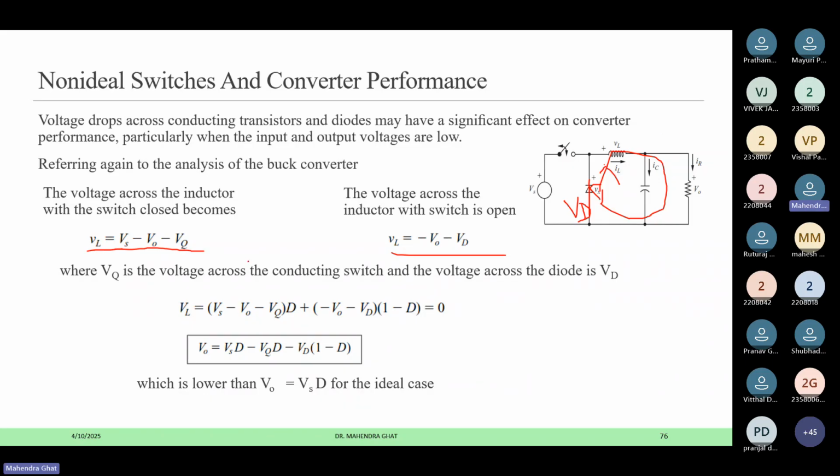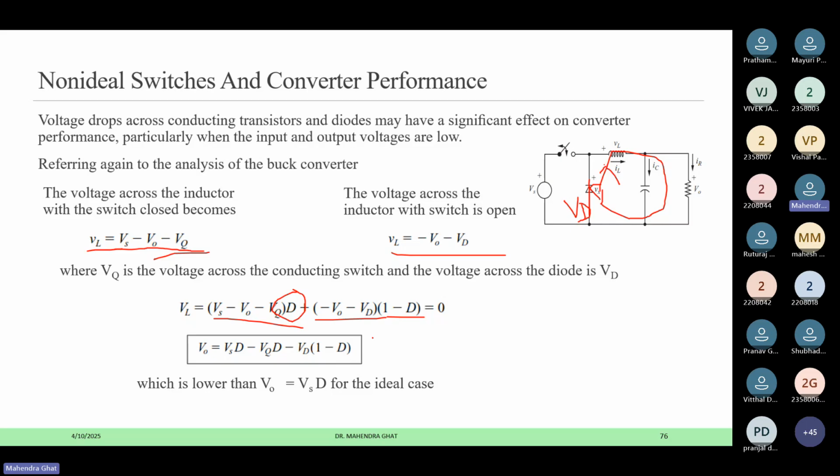So if I add the inductor voltage when the switch is on and when it is off and equate it to zero, what will I get? Vs minus VO minus VQ, which is the voltage when the switch is closed, into D, the duty for which the switch is closed, and minus VO minus VD when the switch is open, into 1 minus D, the duty for which the switch is open. If I equate that to zero, I will get the output voltage as VO equal to VSD minus VQD minus VD into 1 minus D.